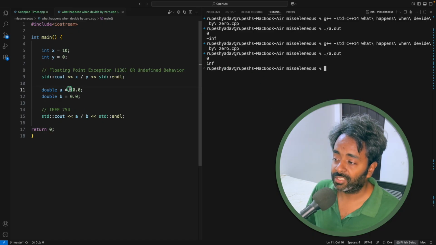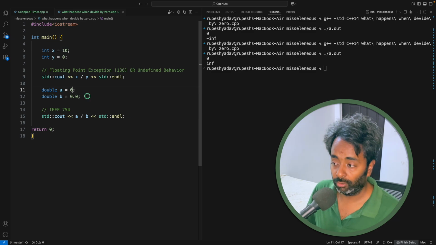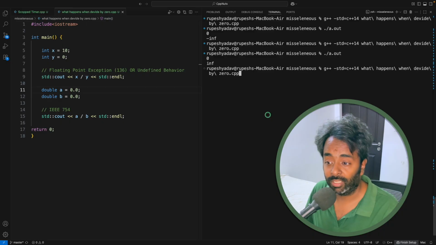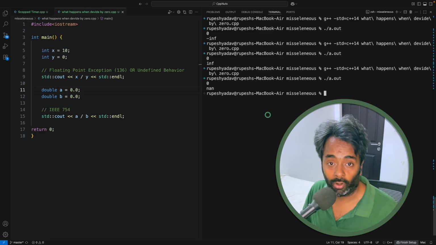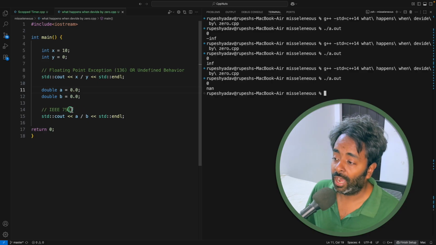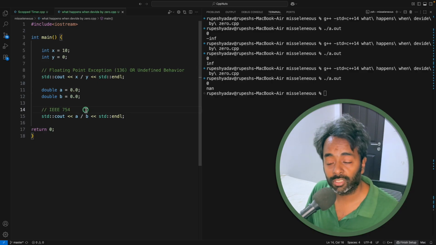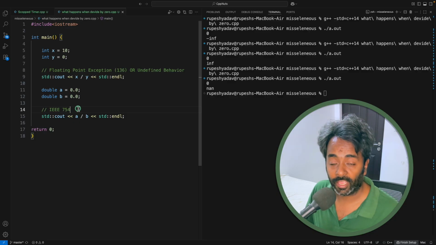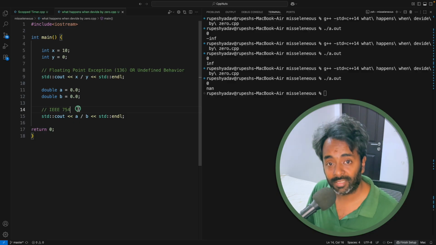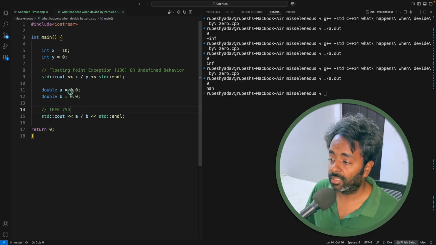If both the numbers are zero, then it is going to print not a number. So 0.0 divided by 0.0. In that case, let me compile this and we'll see it is NaN, not a number. This is the rule IEEE 754 imposes: if you divide a floating point number, and if it is positive, it is just INF. If it is negative, it is minus INF. Or if it is 0 divided by 0, then we have the not a number case.